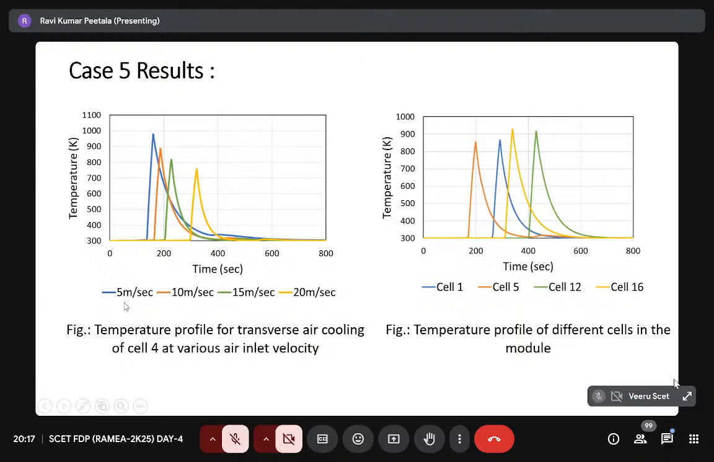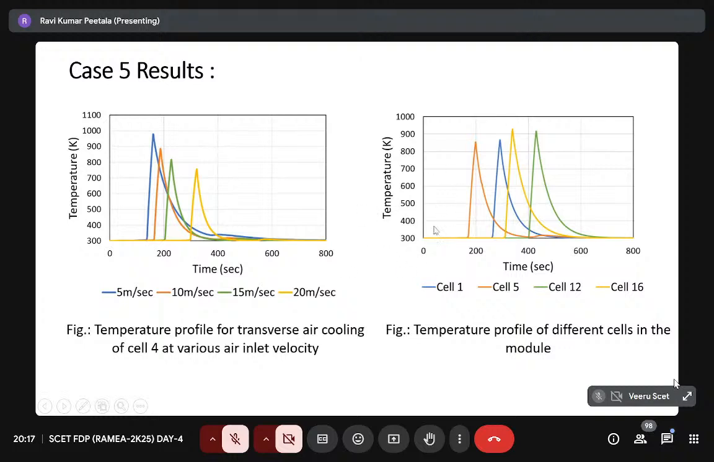The temperatures are shown as I supply the various cooling rates, 5 to 20. The temperature rises are less, and the thermal runaway is happening at 300 seconds at 20 meters per second, whereas in case of 5 meters per second, the thermal runaway is happening and the temperatures are around 1000 degrees centigrade. So from this, we can say that if you supply more cooling, I can delay the thermal runaway as well as control the temperature rise of the defect battery.